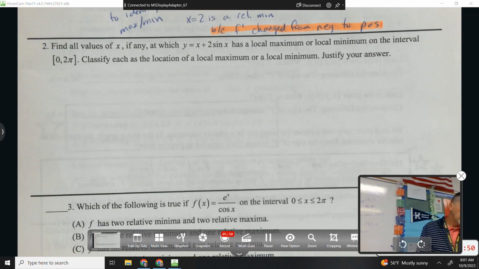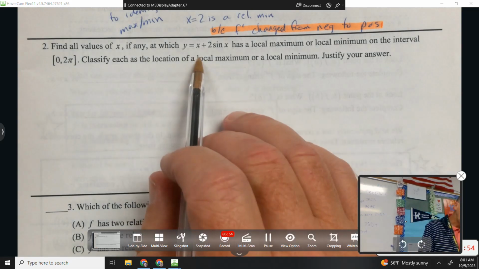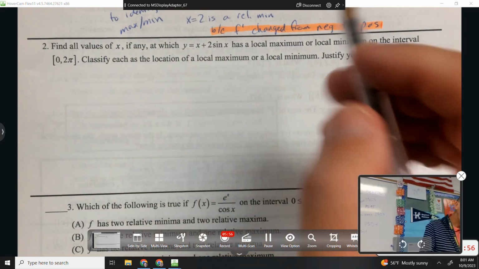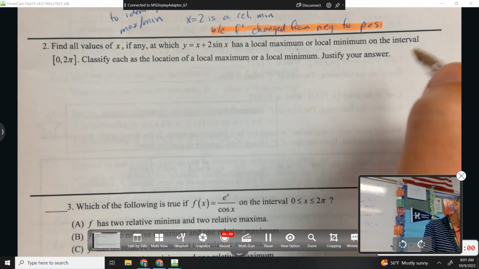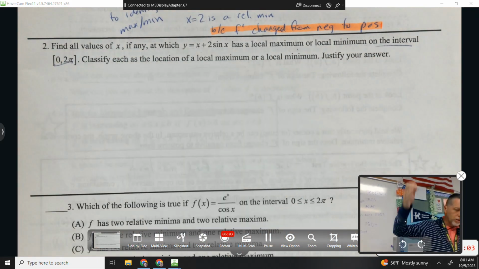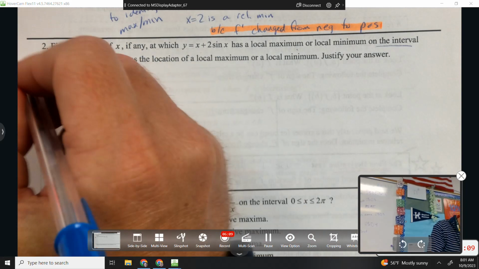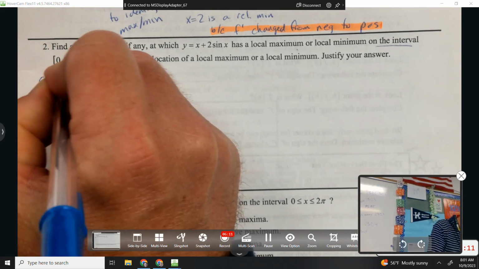Number 2, find all values of x, if any, at which y equals x plus 2 sine x has a local max or local minimum on 0 to 2 pi. Okay, that's nice. So I can only look 0 to 2 pi. Classify each as a max or min and justify your answer. Okay, so kind of the same thing that we just did.